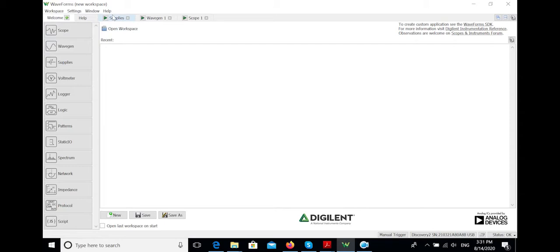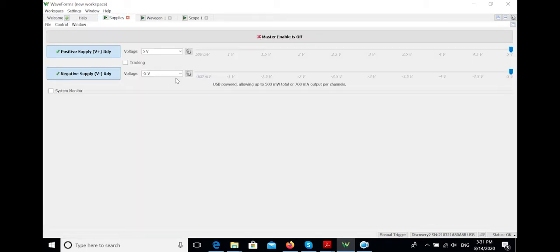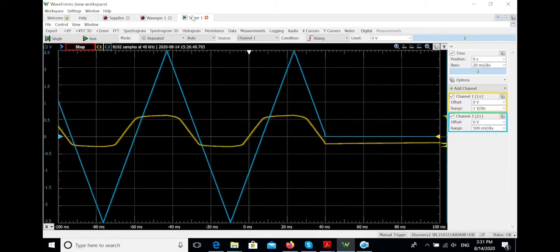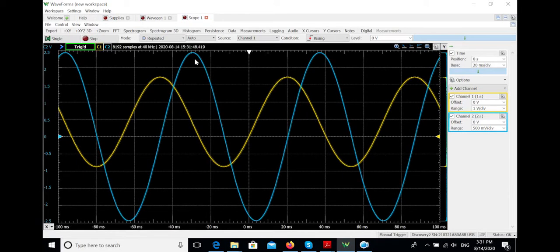Now let's move to the Waveform software. So I need supplies again for my op-amp, positive 5, negative 5. I need a waveform generator. In the question, you have been asked to have a sine wave with 15 Hertz and 5 volt peak to peak, which means 2.5 volt amplitude. And let's run this and see the output. Then change to the square signal and see the output.